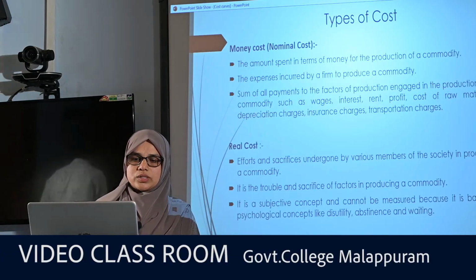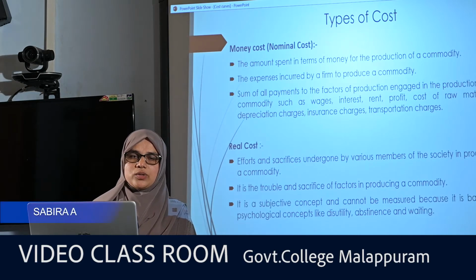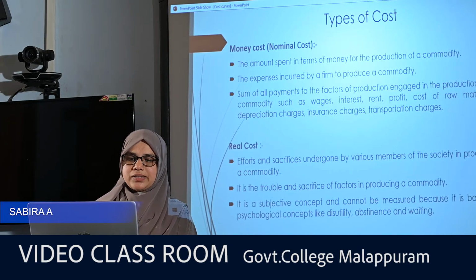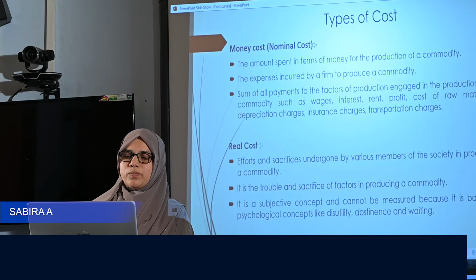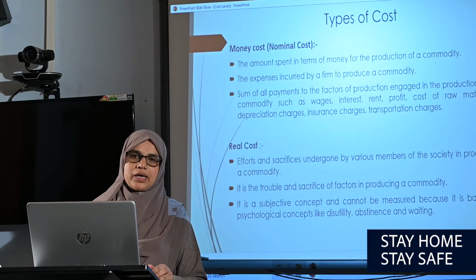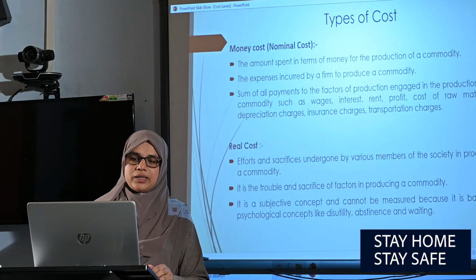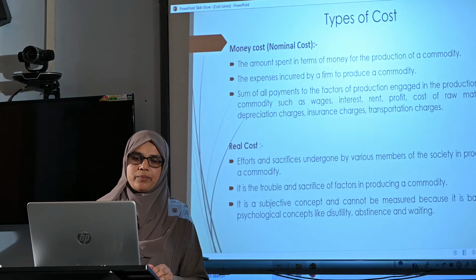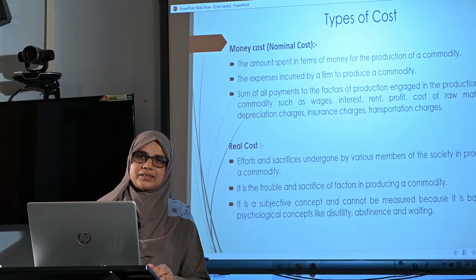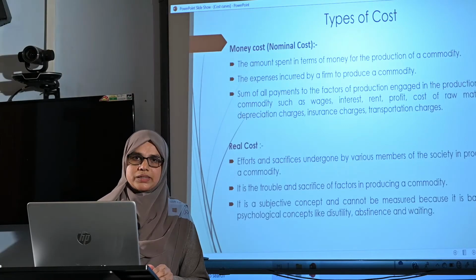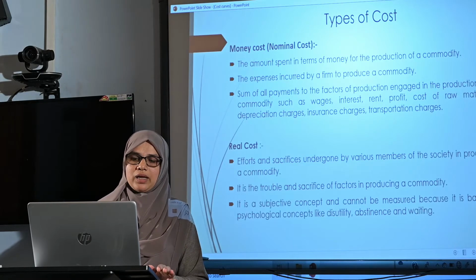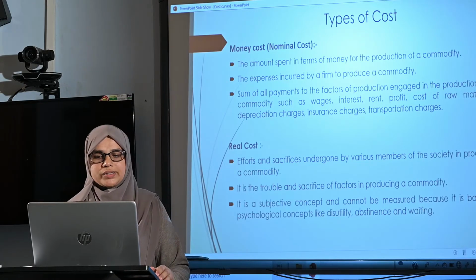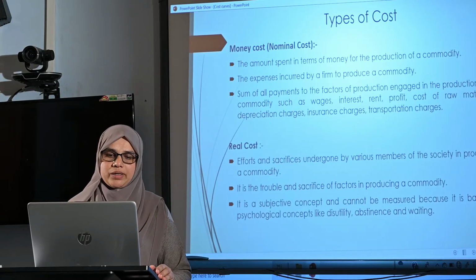And real cost is the efforts and sacrifices undergone by various members of society in producing a commodity. It is the trouble and sacrifice of factors in producing a commodity. As it is a subjective concept, it cannot be measured because it is based on certain psychological concepts like disutility, abstinence and waiting.